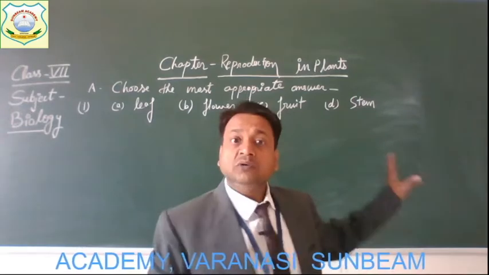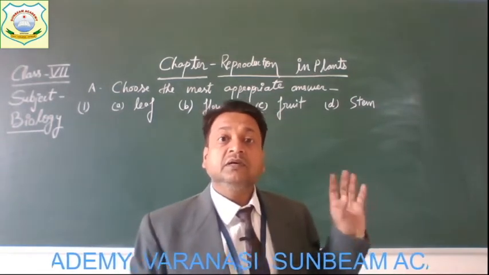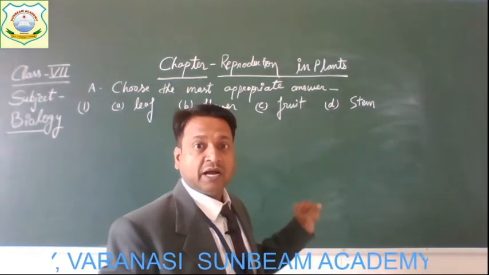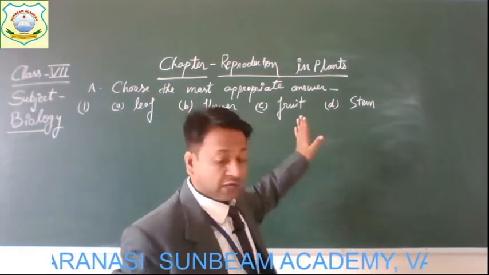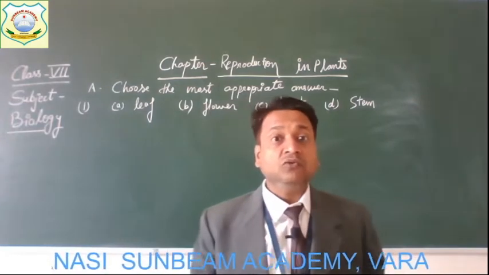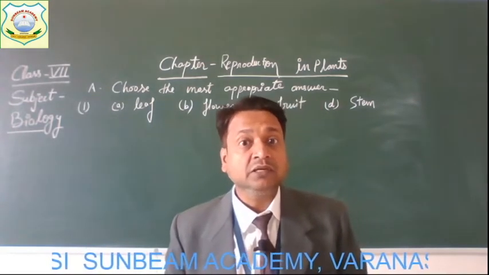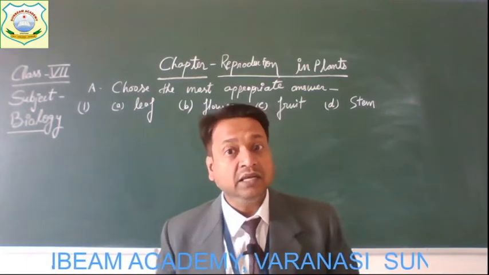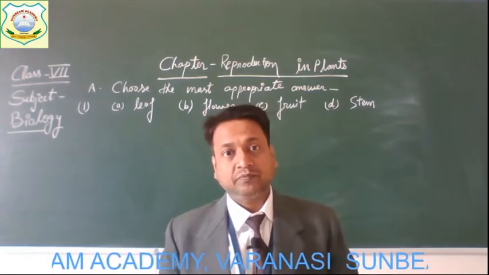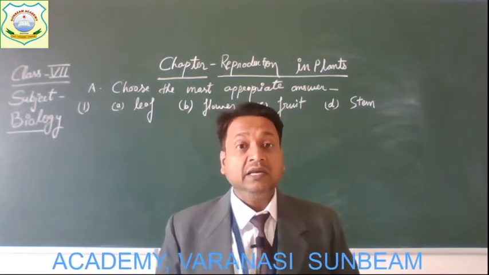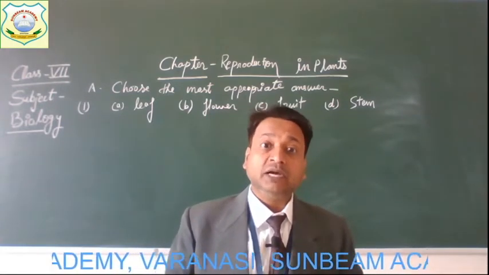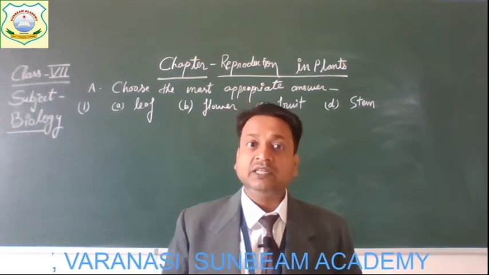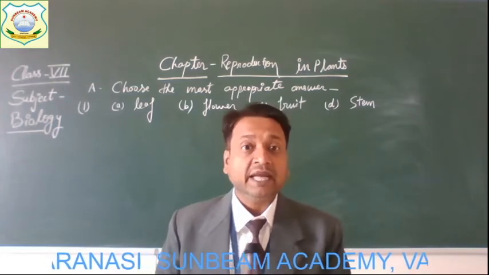Children, out of these four options, sexual reproduction occurs in which part of the plant? Leaf, flower, fruit and stem. You know very well that sexual reproduction takes place only in flowers, not in leaf, fruit and stem. In leaf and stem, the reproduction that occurs in some plants is asexual, it's not sexual. So the correct answer will be flower.